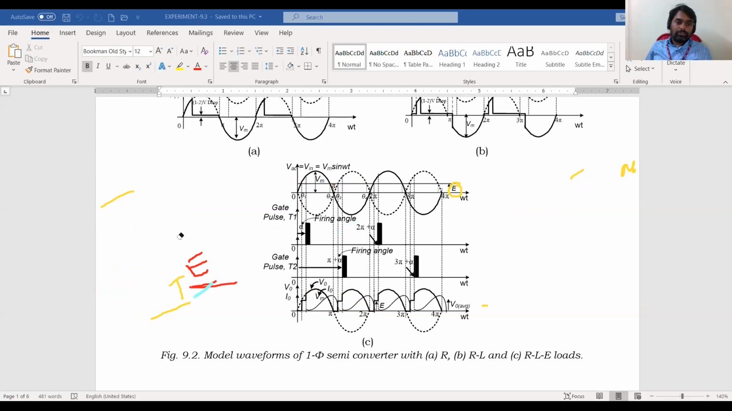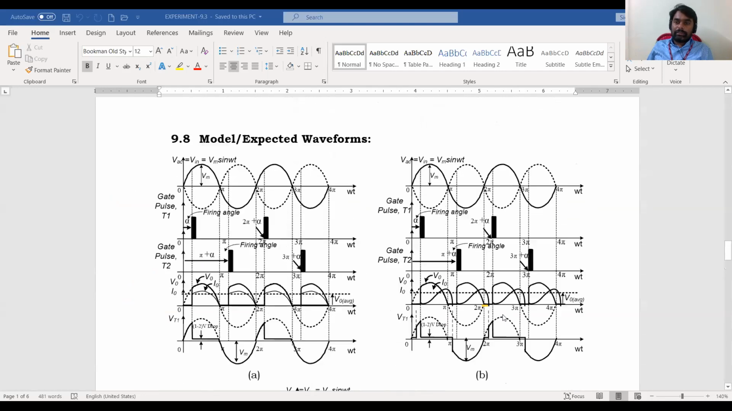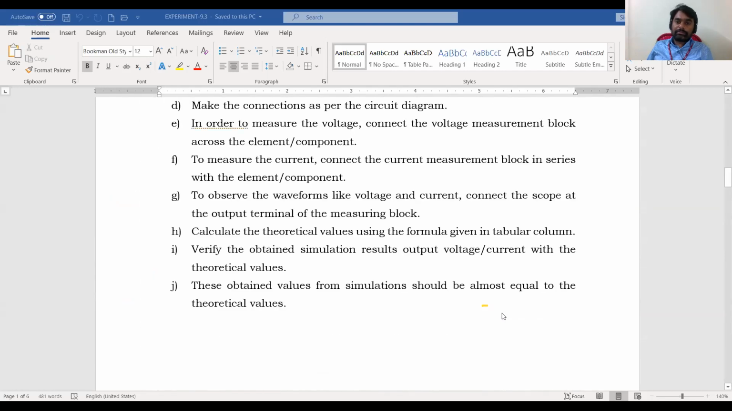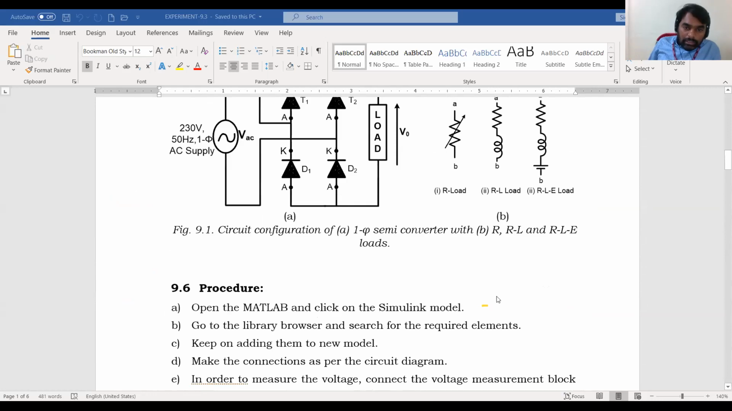So this is about the voltage across the load and the current flowing through the load at different load conditions: R load, RL load, and RLE load. Now we are going to extract the same results using the simulation. To go to the simulation, this is the procedure. First we need to open MATLAB Simulink, then click on the Simulink model. Let me share that MATLAB.